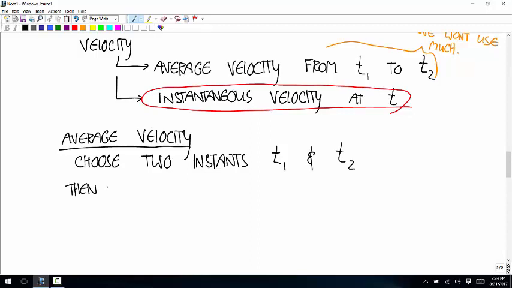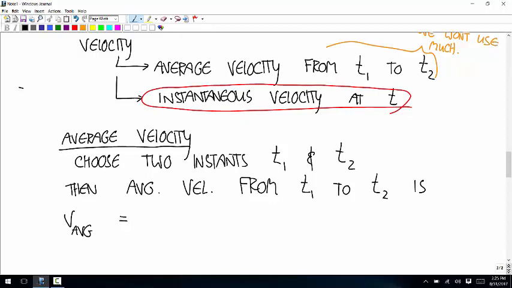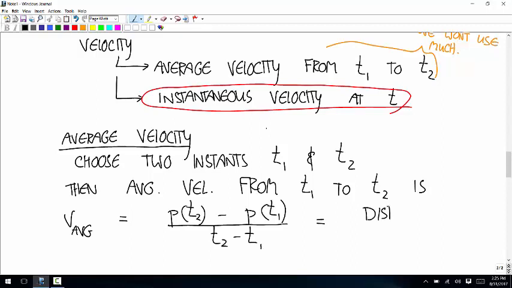And then the average velocity from T1 to T2 is, I'll call it V average, and it's equal to the position at the later instant, so the position at T2, minus the position at the earlier instant, so position at T1, divided by the elapsed time, so divided by T2 minus T1. Another way you can think of it is it's the displacement from T1 to T2 divided by the elapsed time, the change in time.